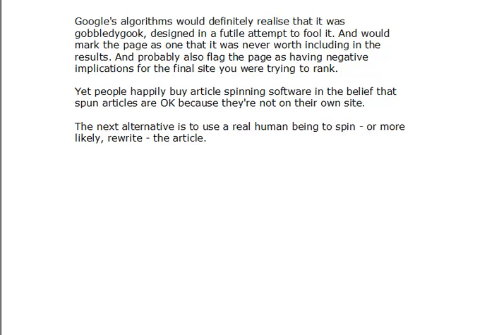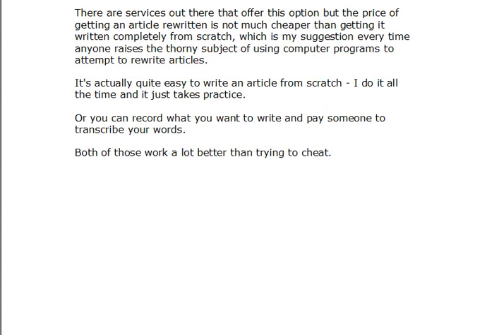The other alternative is to use a real human being to spin or more likely rewrite the article. There are services out there that offer this option. iWriter is one that springs to mind, but the price of getting an article rewritten is actually not much cheaper than getting it written completely from scratch. And in fact, iWriter, because they won't let the base level writers rewrite articles, it's actually cheaper to get a cheap writer to write than it is to get a more expensive one to rewrite.